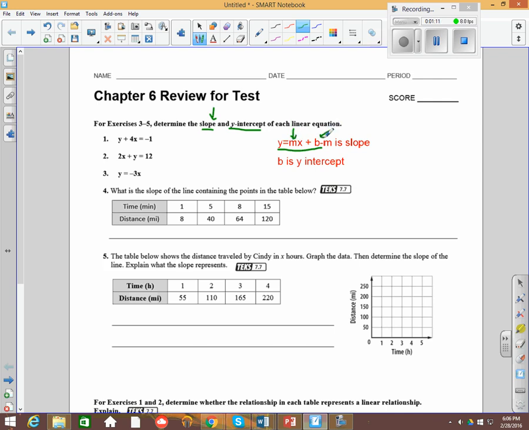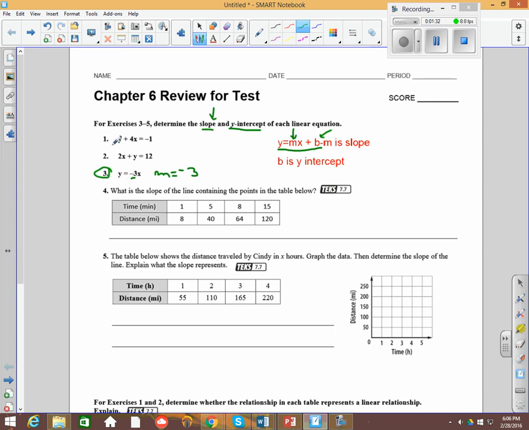That's the y-intercept. So we can easily pick out the slope from, say, number 3 because the slope is by the x and we see that that is -3. So m is -3. Excuse my m, I have 3 humps. That's how I make it.